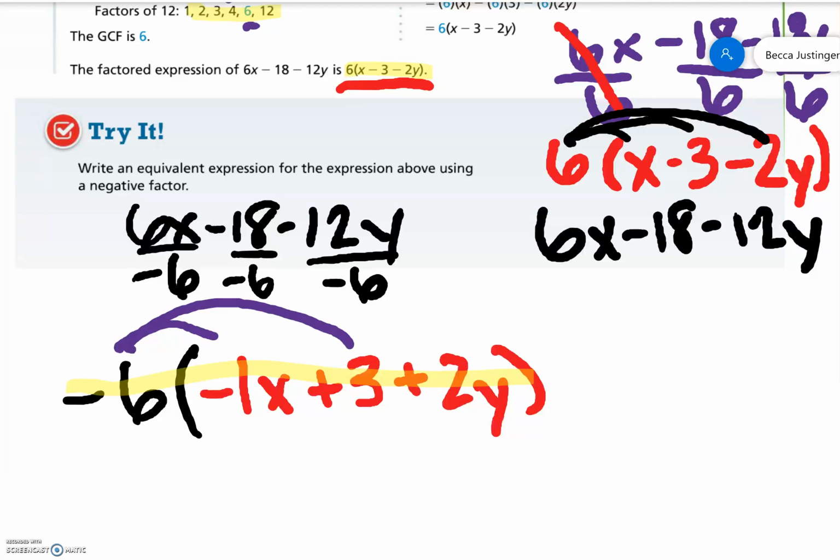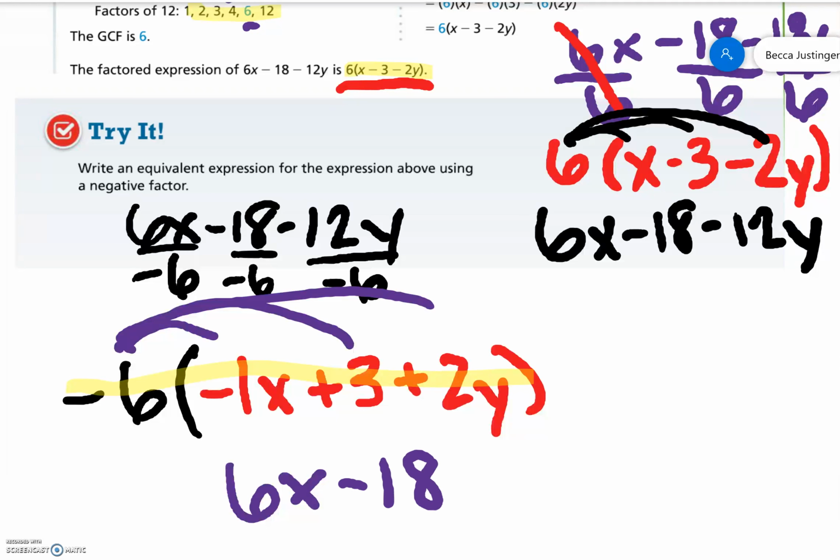Again, we can check by distributing. Does not hurt to practice this and to check our work. -6 times -1x is going to be +6x. -6 times +3 is -18. -6 times +2y is -12y. And that was our original expression.